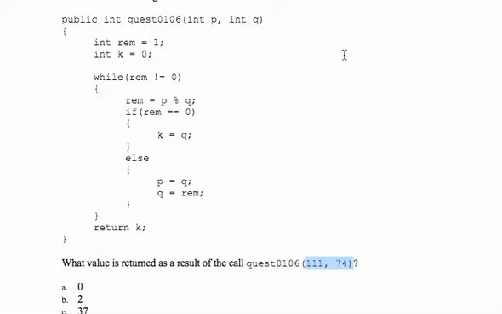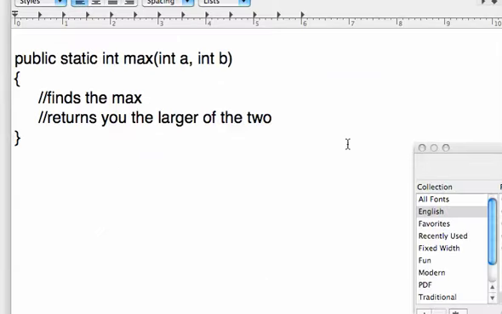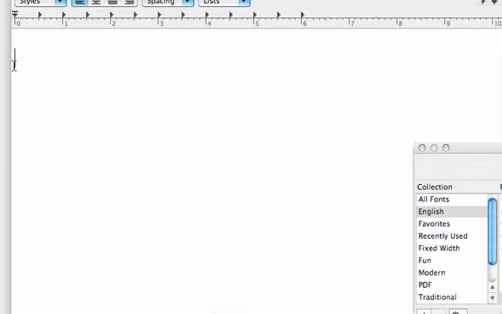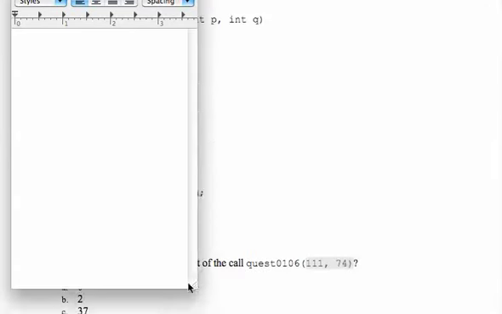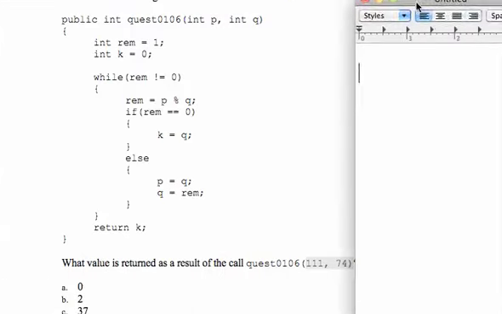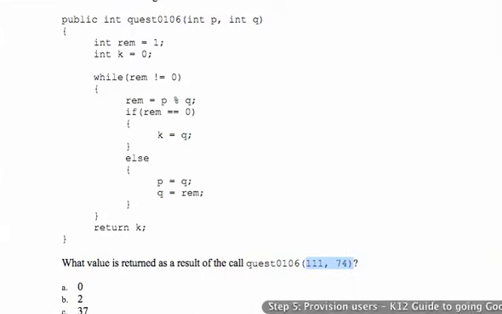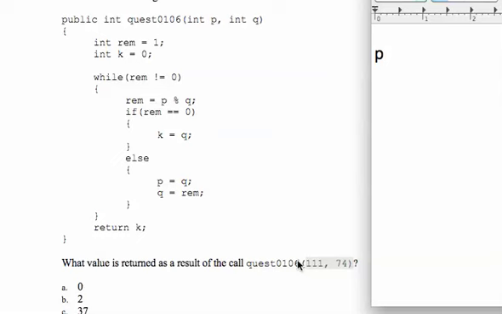My recommendation right away is to make a chart. I can't draw on my screen right here, but I would write P and I would write Q, and the value of P and Q right here so that I could keep track of them. So let me see if I can make my text edit small enough for you guys to actually see this as I go along. I would make a P and then I would make Q and then keep track of their values. So what does P start out at? 111. I'll scoot Q over here a little bit. P starts out at 111 and Q is 74.